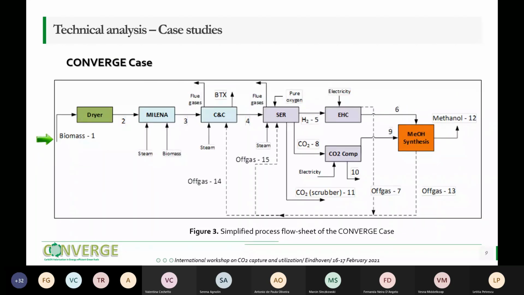For the Converge case, the process flow diagram is reported in the present slide. It contains the following important subunits: the biomass dryer, which is followed by the Milena gasifier, where the biomass is converted into syngas using steam. Syngas obtained from the biomass gasification is sent to the syngas cleaning and conditioning step. Besides the syngas, in the indirect gasification we also have the generation of tars and BTX. The third block is represented by the catalytic cracking of tars. The catalytic reaction converts the long-chain condensable hydrocarbons, and the BTX scrubber removes the benzene, toluene, and xylene, and these are considered to be valuable byproducts of the process.